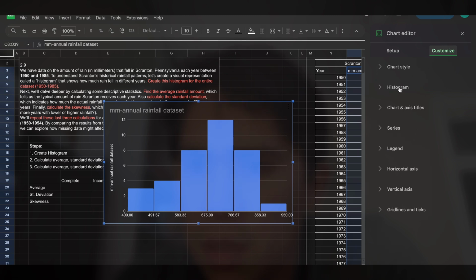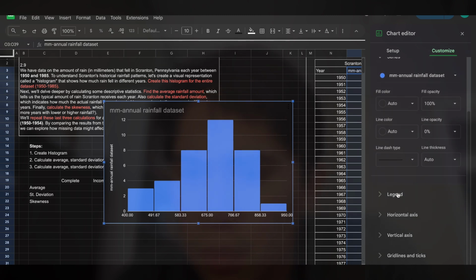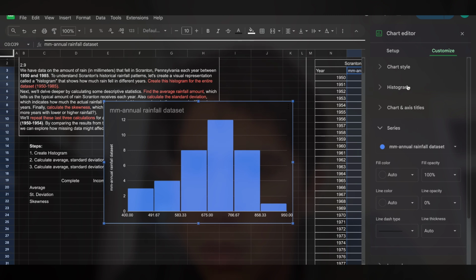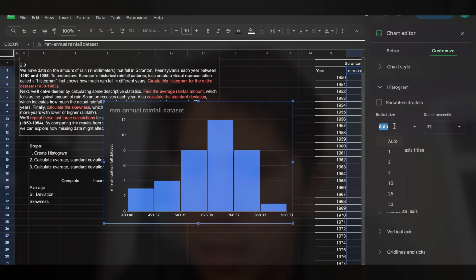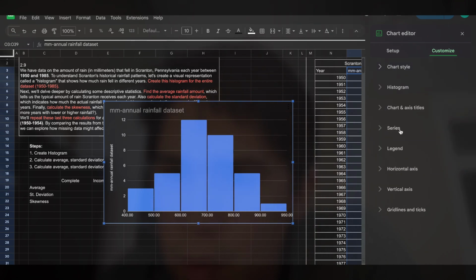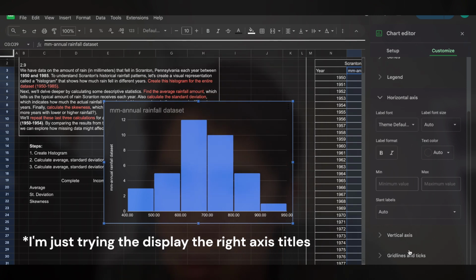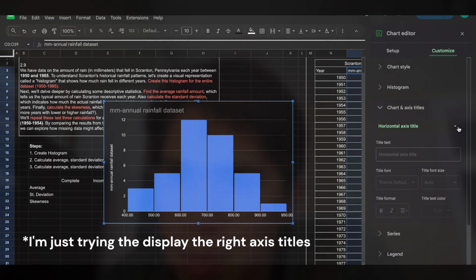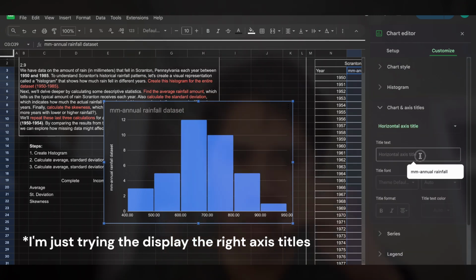Customize series. Bucket size here. So there is no 100 option, but I believe we can type it. Yep. So we got the histogram right there. Now let's do some titles. Vertical axis, so this actually will be the occurrences.